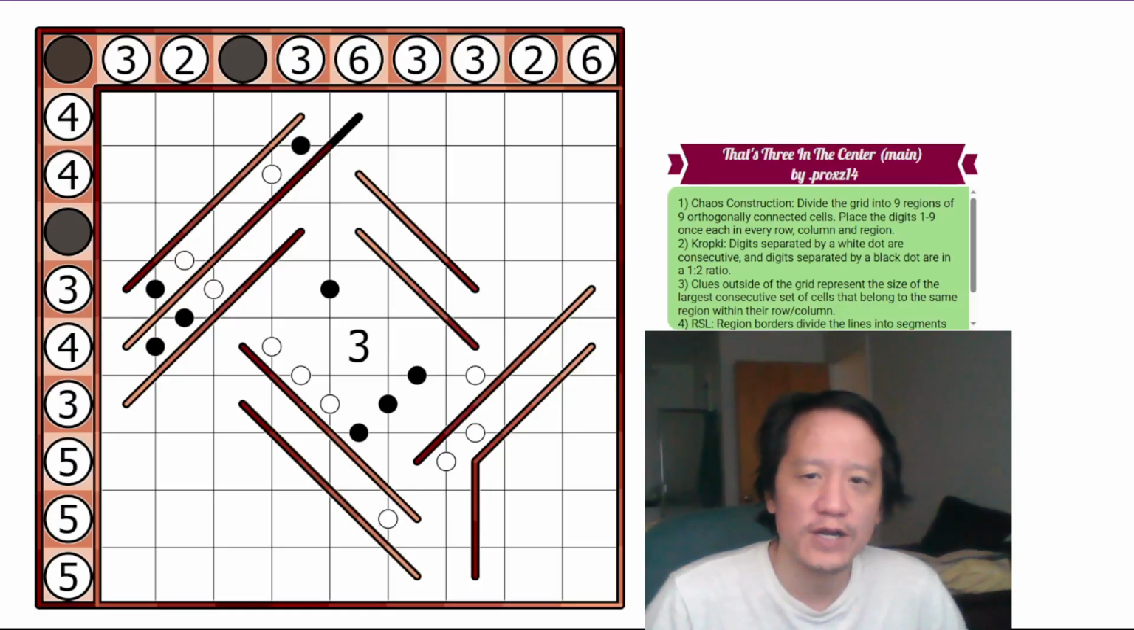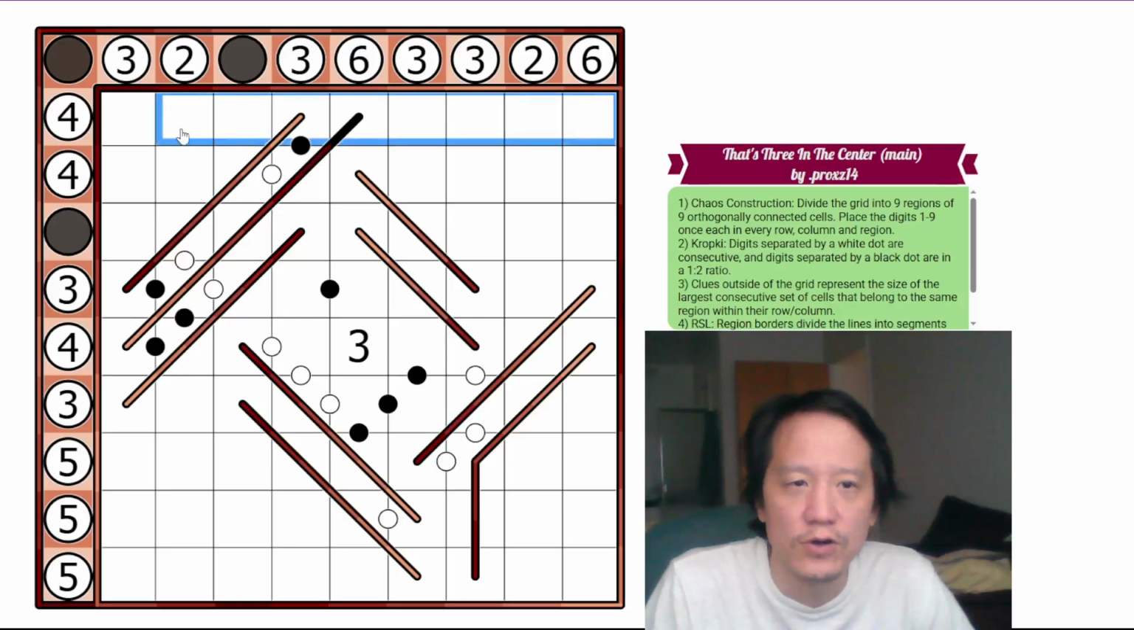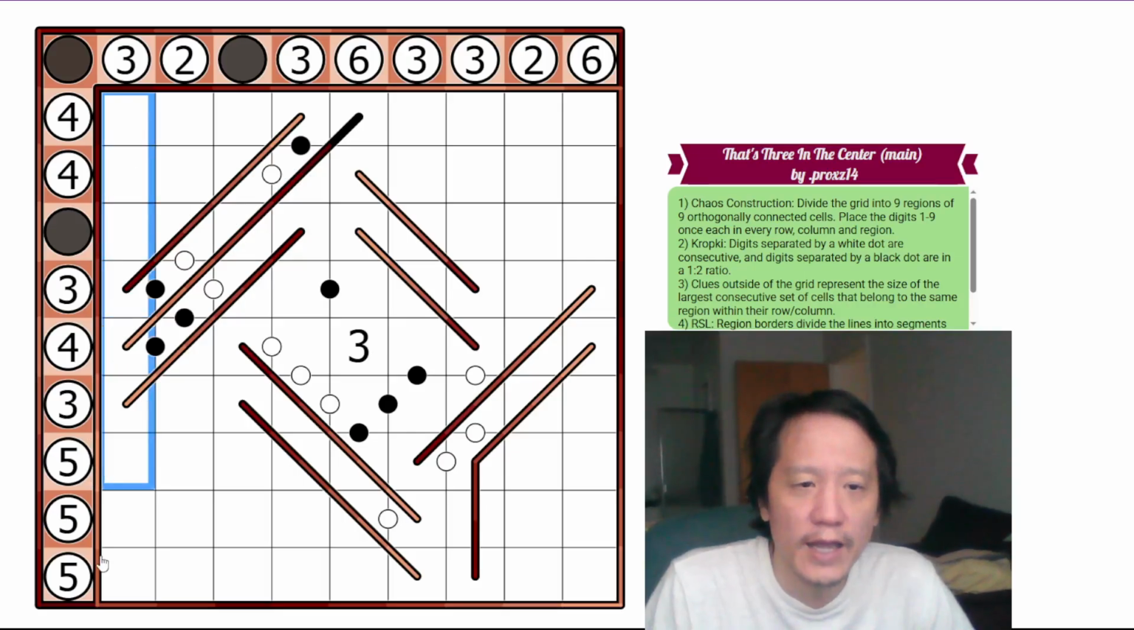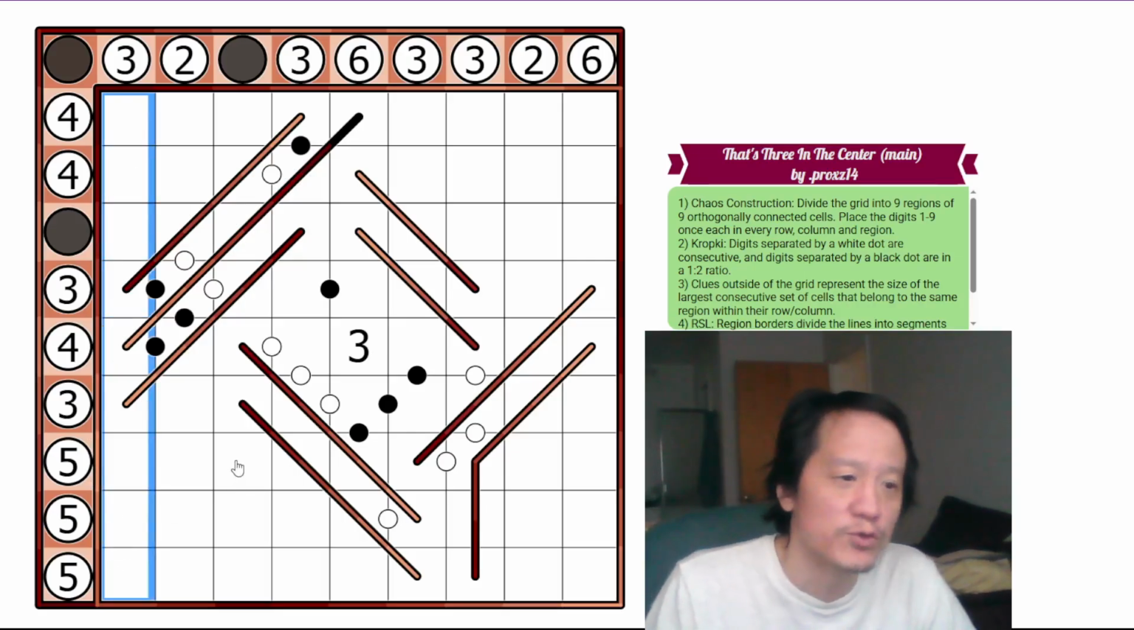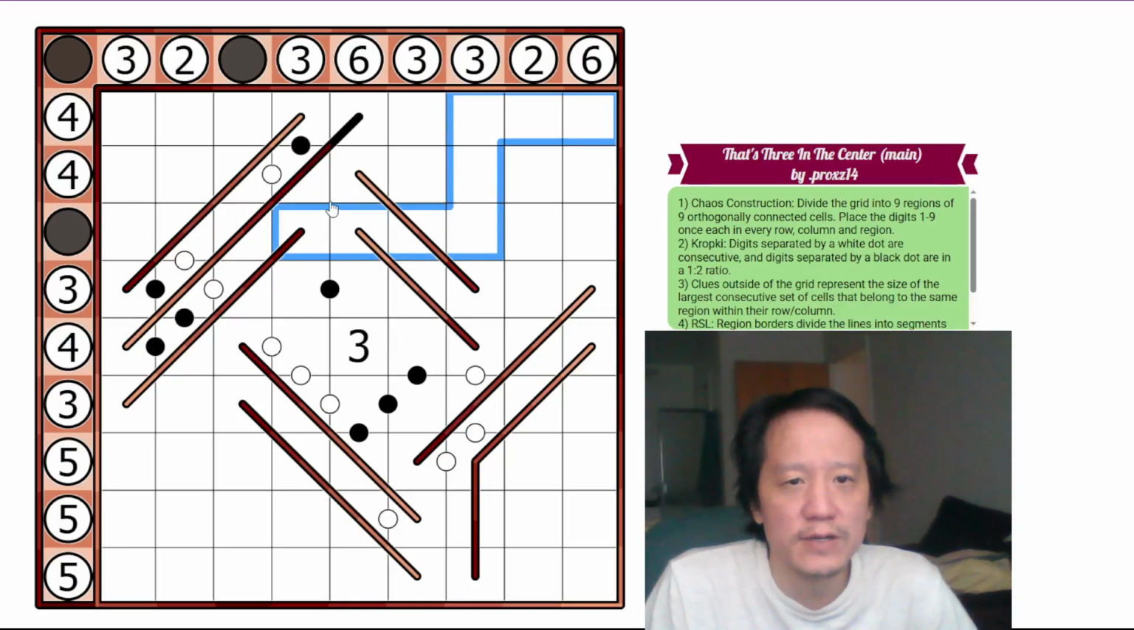Here are the rules. We have chaos construction rules, where we need to divide the grid into 9 regions of 9 orthogonally connected cells. And we must place the digits 1 through 9 once each in every row, column, and designated 9-cell region, which we construct. An orthogonally connected region means that all the cells can reach any other cell in the region just by going through edges and staying within the region.